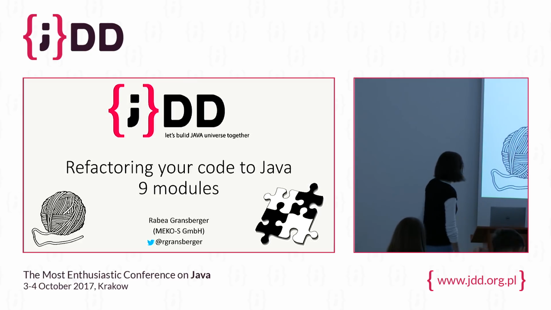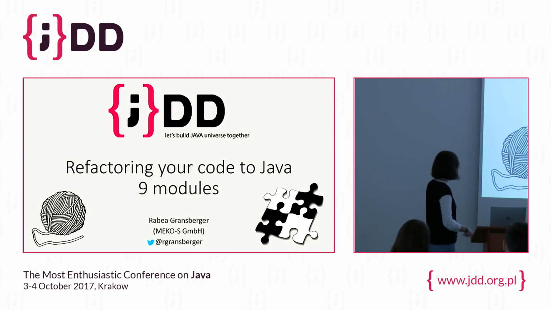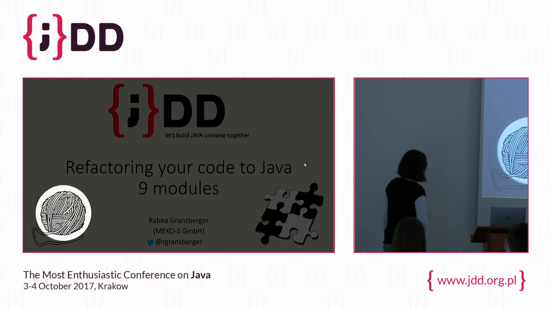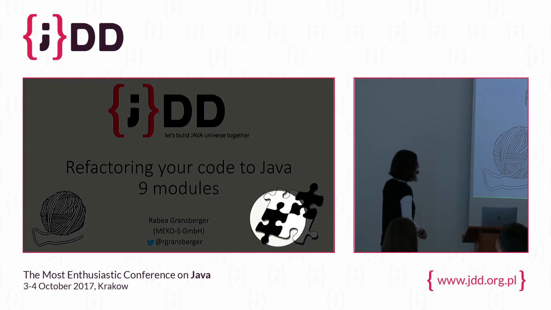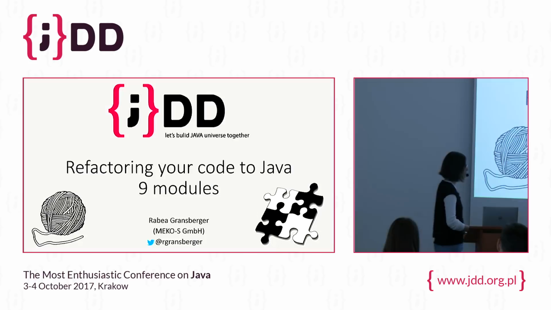And so today we want to talk about refactoring your code to Java 9 modules, and what we want to have a look at is how we can actually get from this, this entangled mess of spaghetti code, to something like this. So we do more jigsaw-like code, right? Because the module system in Java 9 is also called Jigsaw.